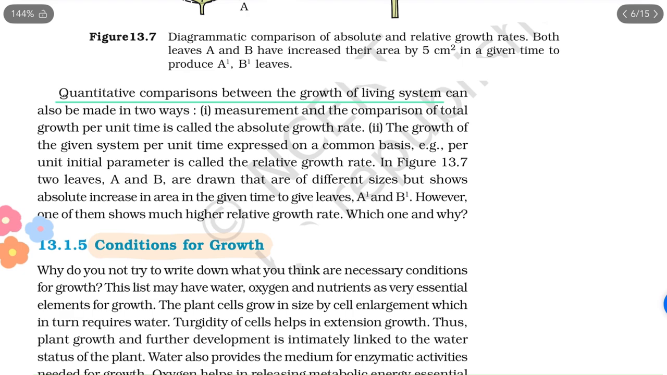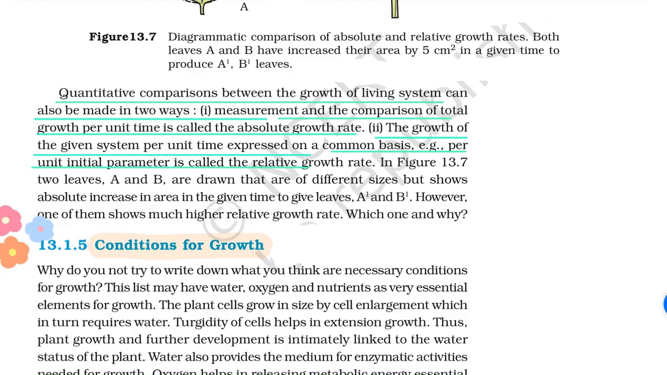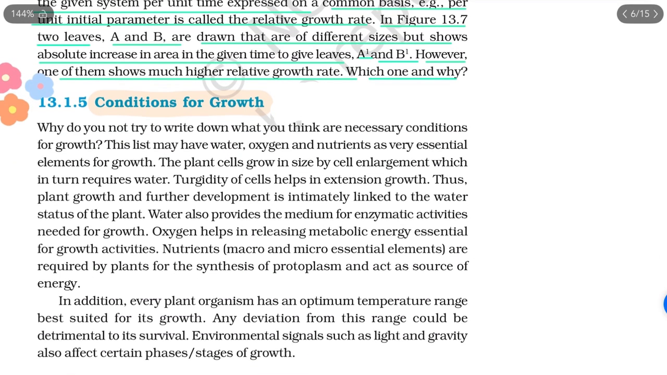Quantitative comparison between the growth of living systems can also be made in two ways. First, measurement and comparison of total growth per unit time is called the absolute growth rate. Second, the growth of a given system per unit time expressed on a common basis, for example per unit initial parameter, is called the relative growth rate. In figure 13.7, two leaves A and B are drawn that are of different sizes but show absolute increase in area in the given time to give leaves A1 and B1. However, one of them shows a much higher relative growth rate.